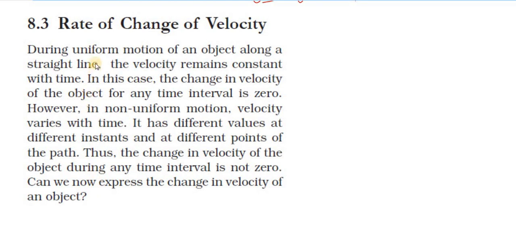During the uniform motion of an object along a straight line, the velocity remains constant with time. In this case, the change in velocity of an object for any time interval is zero. However, in non-uniform motion, velocity varies with time, and it has different values at different instants and different points. Thus the change in velocity of an object during any time interval is not zero. Can we express this change in velocity of an object? Yes, so how, we'll see.